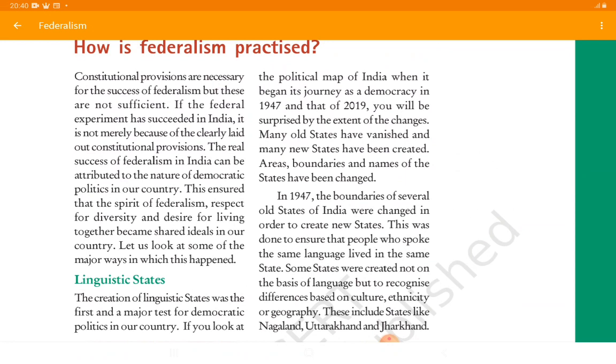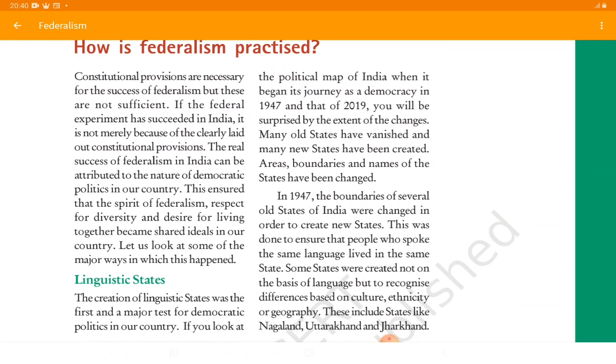If you look at the political map of India, when it began its journey as a democracy in 1947 and that of 2013, now this book has been updated to 2013, but over here you can see 2019. So it can be your choice, whichever book is updated, according to that you can see. You will be surprised by the extent of changes. Many old states have vanished and many new have been created.